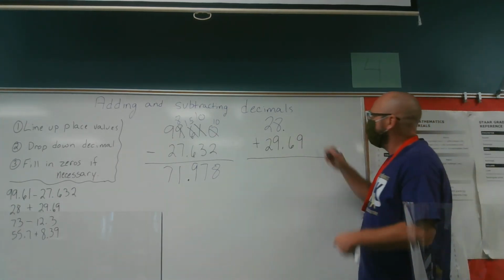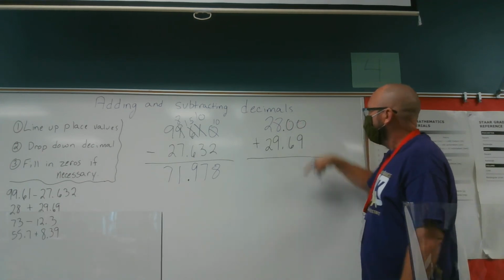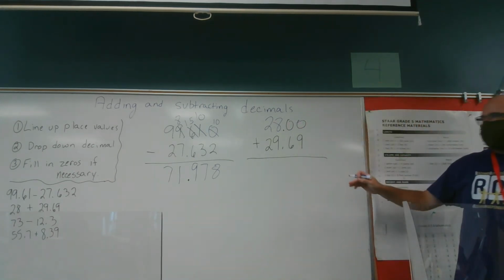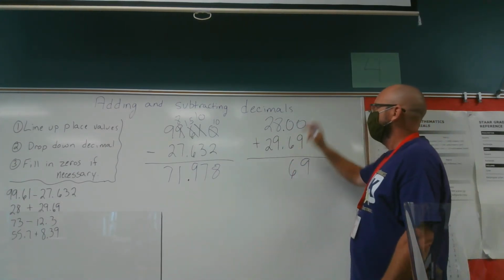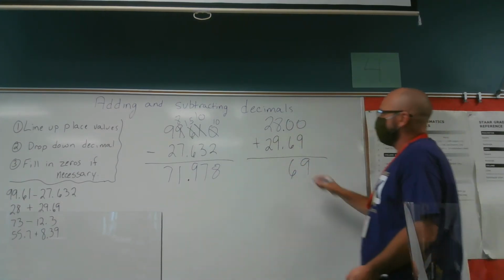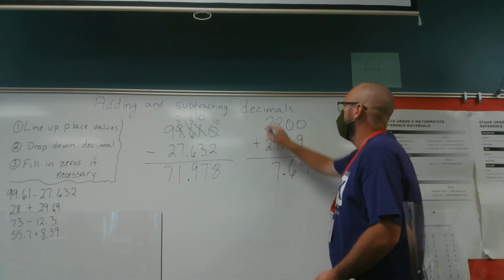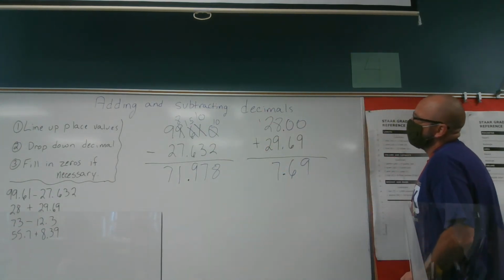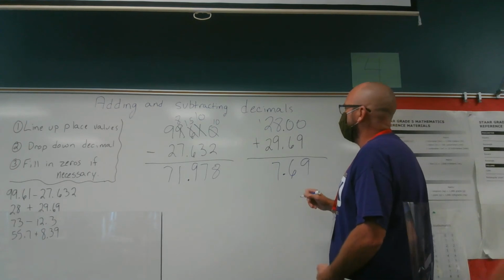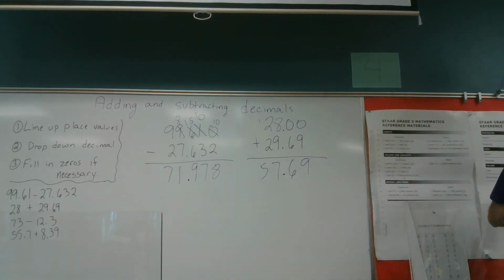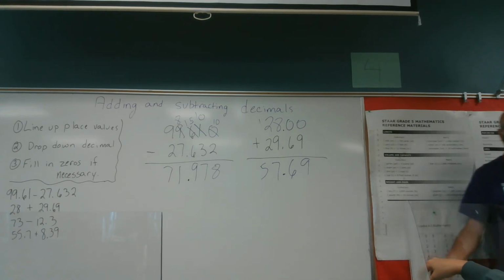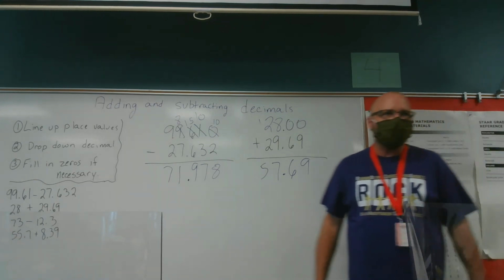I fill in some zeros here. And adding 0 plus 9 is going to be 9. 0 plus 6 is going to be 6. 8 ones plus 9 ones is 17 ones. 2 tens, 2 tens, and 1 ten is 5 tens. So my actual answer is 57 and 69 hundredths, which is close to my estimate because my estimate was 60.